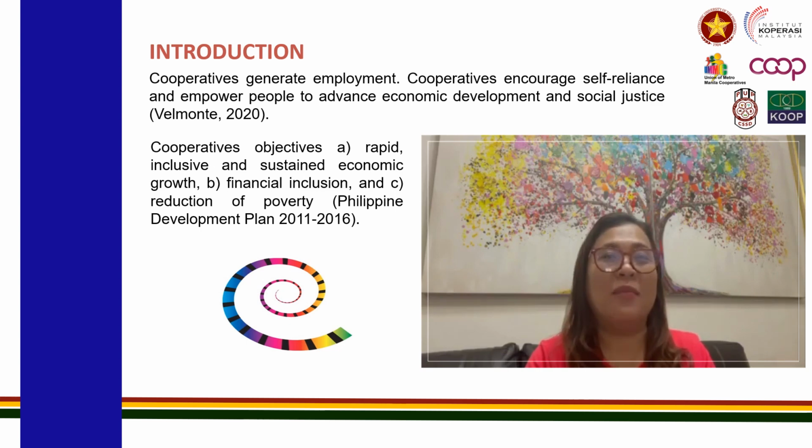Under the Philippine Development Plan of 2011 to 2016, cooperatives are expected to provide a significant contribution to the objectives of creating rapid, inclusive, and sustained economic growth, financial inclusion, and reduction of poverty.